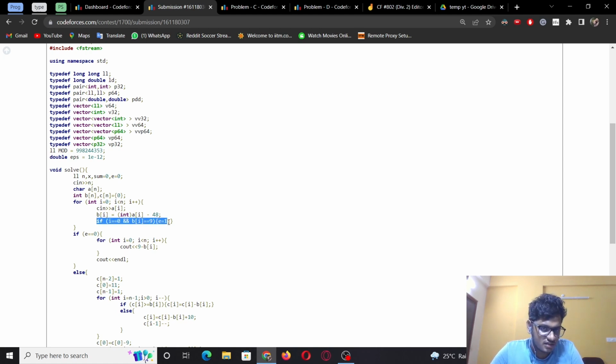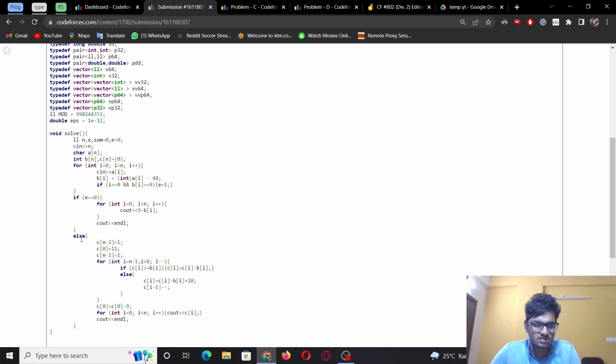Now this line is to ensure that we have made a token E. This checks whether the first digit is 9 or not. If it isn't 9, E will stay 0, and if it is 9, then E will change to 1. Now if E is 0, then we are directly outputting 9 minus that digit, and that will sum up the question for us.